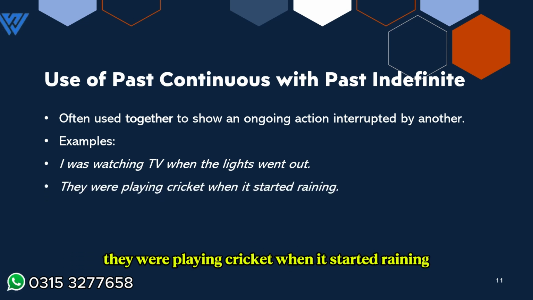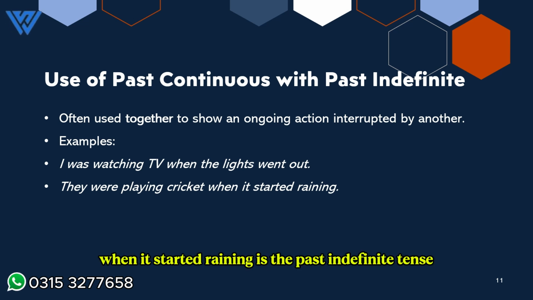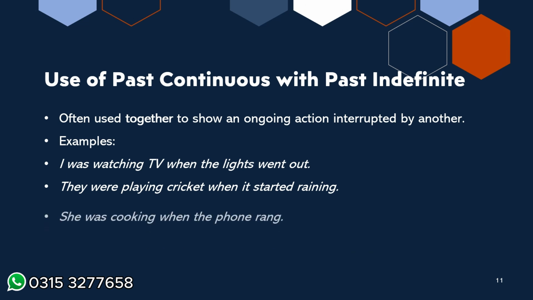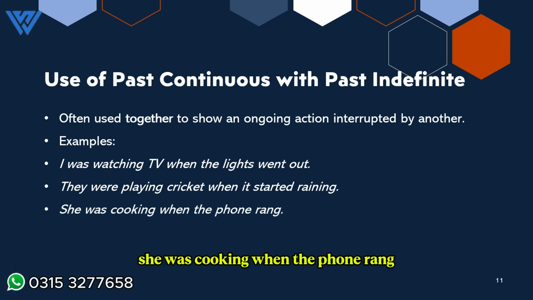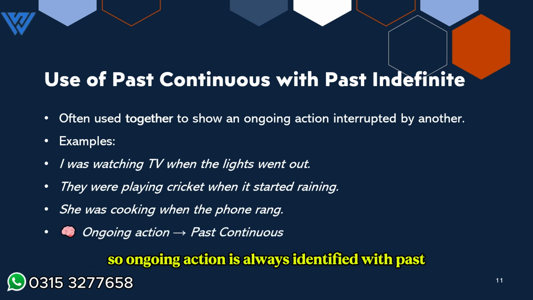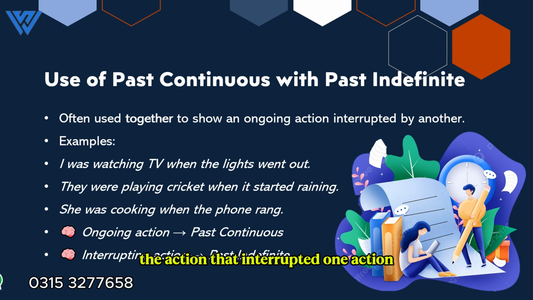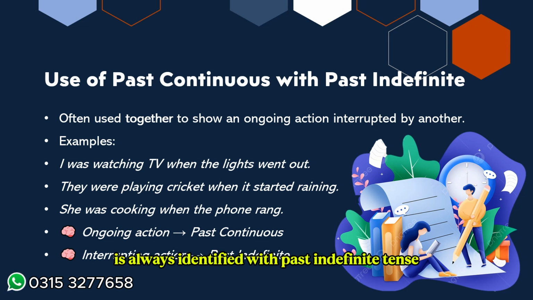Similarly, they were playing cricket when it started raining. They were playing is the ongoing action. When it started raining is the past indefinite tense. She was cooking when the phone rang. She was cooking is the ongoing action and phone rang is the interruption. So, ongoing action is always identified with past continuous tense, and interruption action, the action that interrupted one action, is always identified with past indefinite tense.